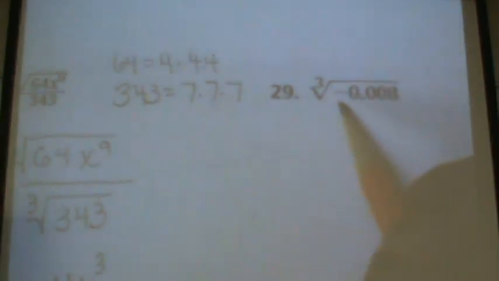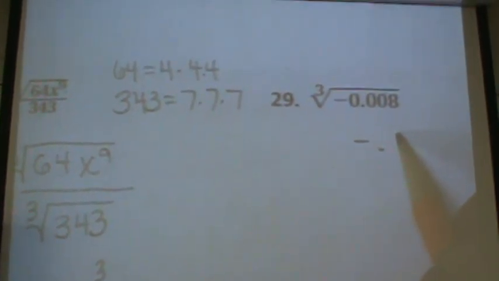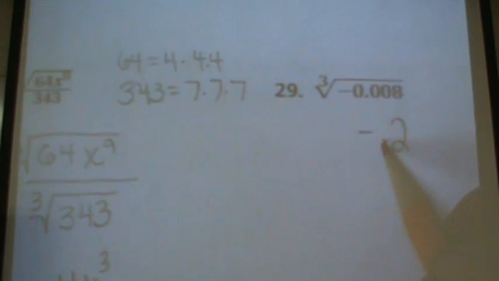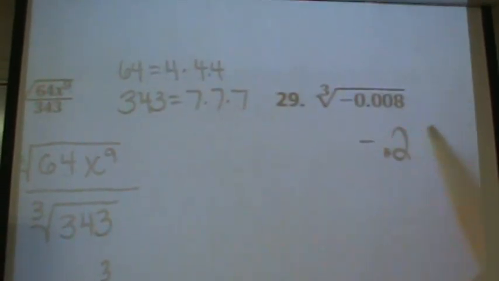29, you are taking the cube root of a negative number, so it's going to be negative 0.02. I'm sorry, just negative 0.2. 0.2 times 0.2 times 0.2 is 0.008.